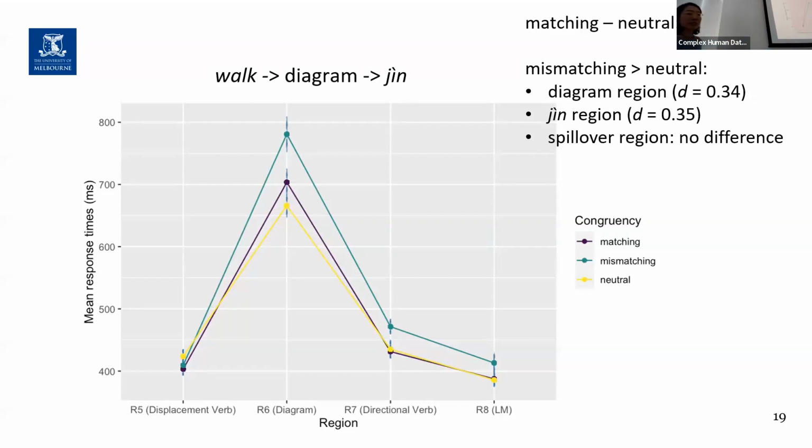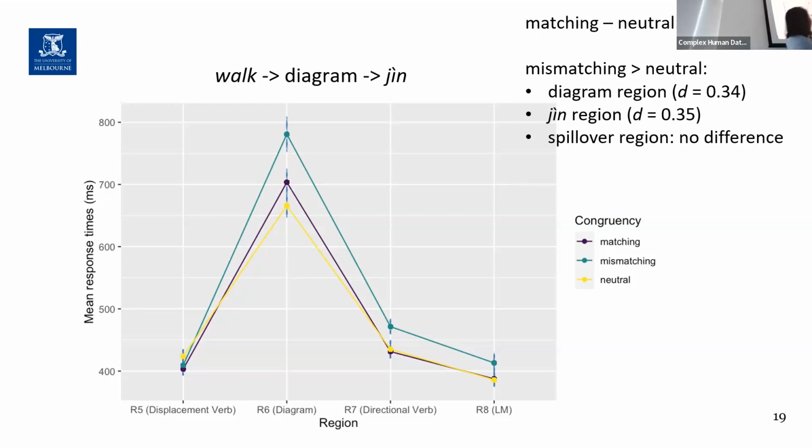Here's the data of the diagram-before-the-directional-verb condition. Interestingly, we found the predictive processing finding. Right after Chinese native speakers see the displacement verb walk, they already start to make predictions. And that prediction yields just an interference effect. Seeing the matching diagram did not yield any facilitation effects, but seeing a mismatching diagram slowed down their processing. They see the displacement verb walk, they make a prediction, and then they see a mismatching diagram, which slows down their reading time. That slowdown effect was not seen in the spillover region, the next one.